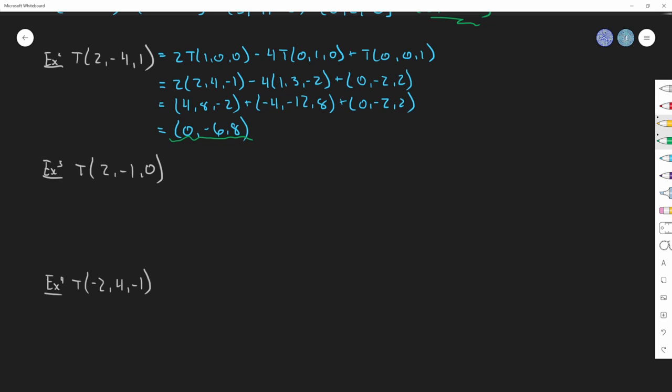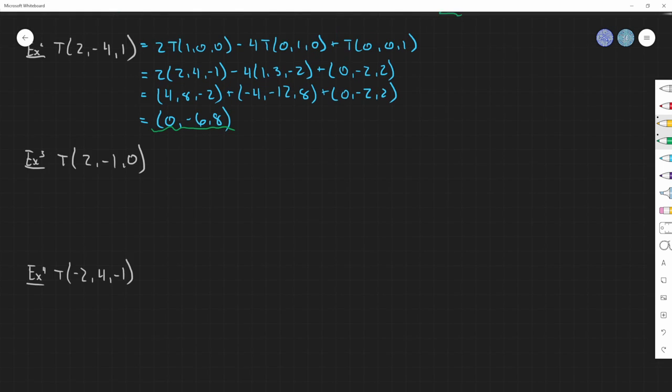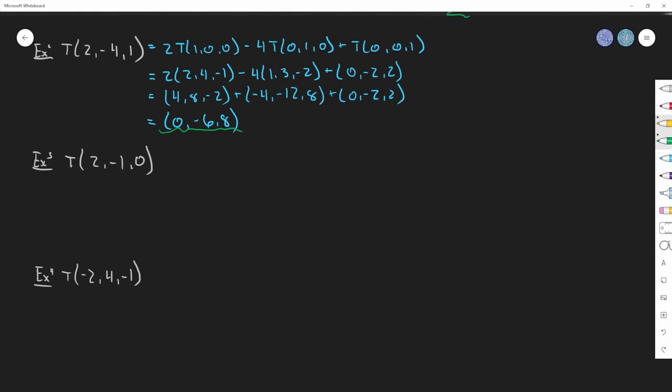The third one, okay, cool, I have them written, so I don't have to go back up. So the third one, this would be, again, 2 times T of (1, 0, 0). Now this would be T of (0, 1, 0). And then since 0 is on the other one, it's just plus 0. So that wouldn't really matter much.